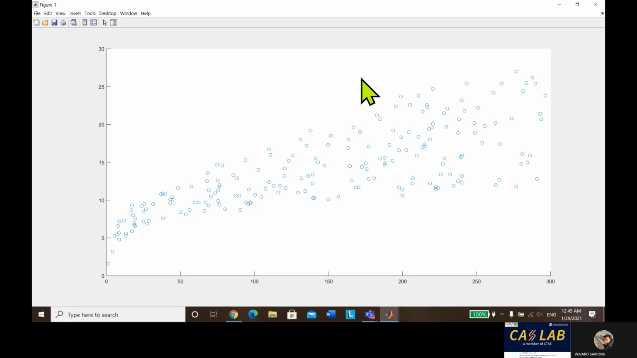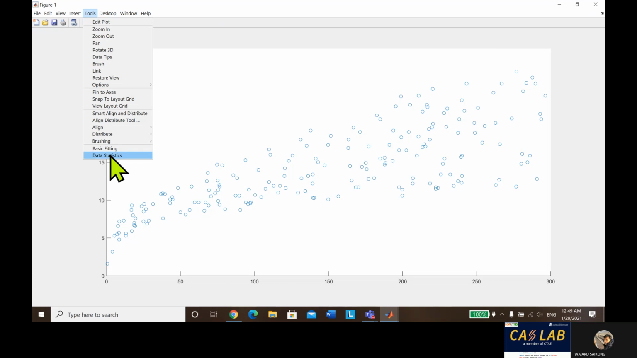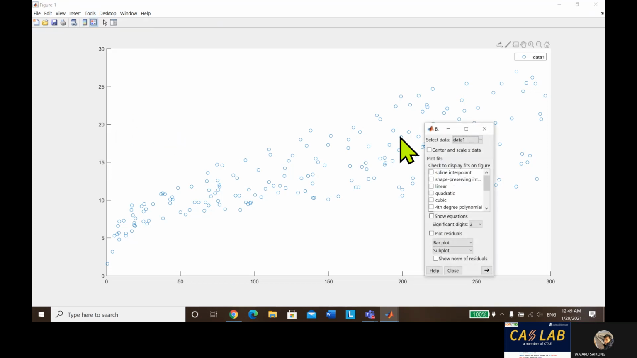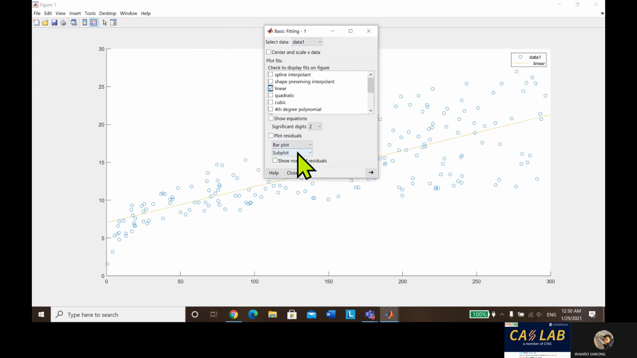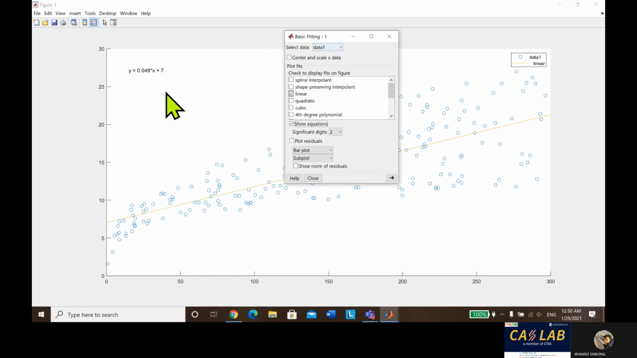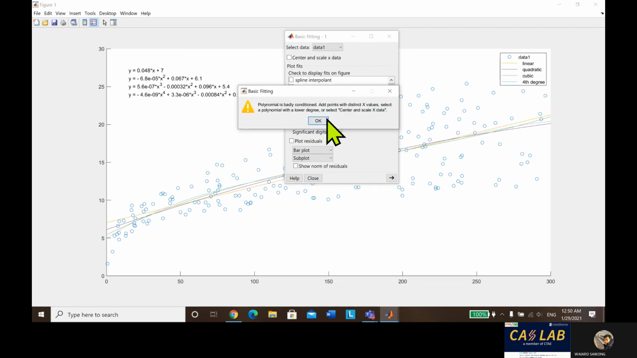We got the scatter plot, and you can do the same thing in Excel, right? Basic fitting. You can fit models like a linear one and show the equation here. Notice the parameters of the equation here, 0.048 and 7. This is our theta, right? And you can use more sophisticated equations, like quadratics, cubics, or maybe a 4th degree polynomial. It's not good.